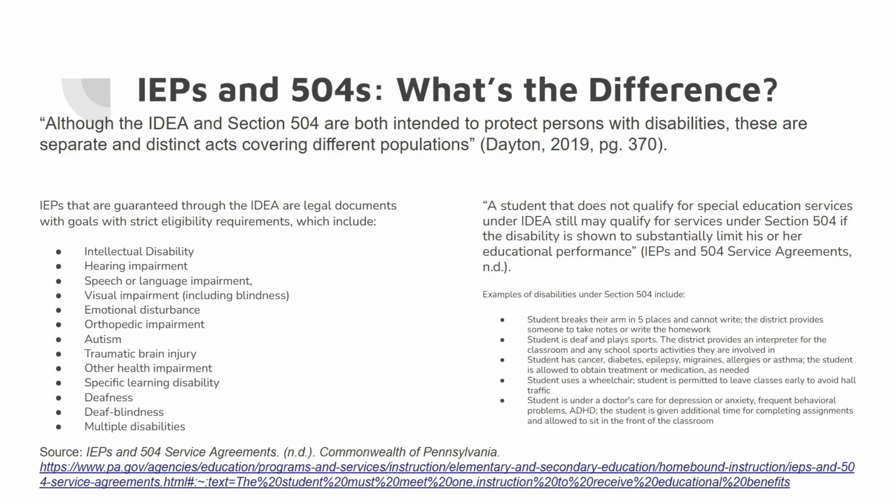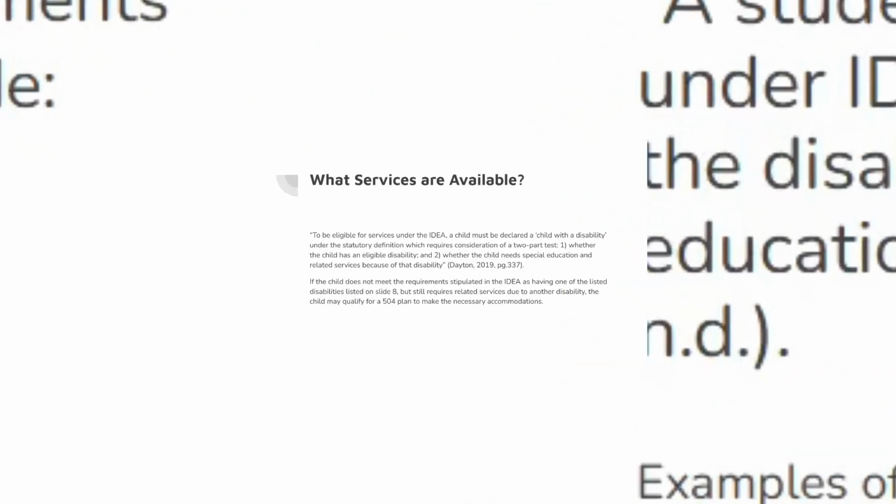However, if a student does not necessarily qualify for special education services under the IDEA, they still may qualify for services under Section 504 if the disability is shown to substantially limit his or her educational performance. Specifically, 504 plans help students with other impairments like ADHD or disabilities that affect learning but don't quite meet IDEA's criteria. Both an IEP and a Section 504 plan support students in achieving access to the least restrictive environment.